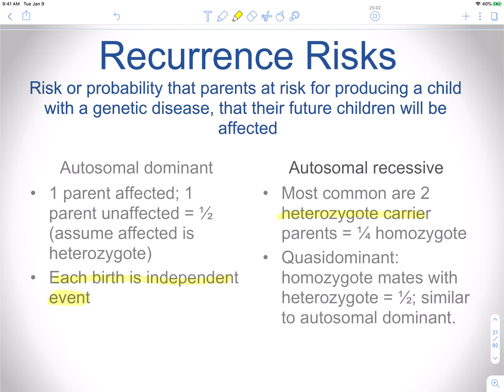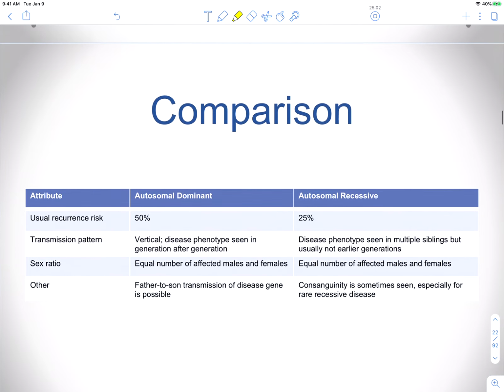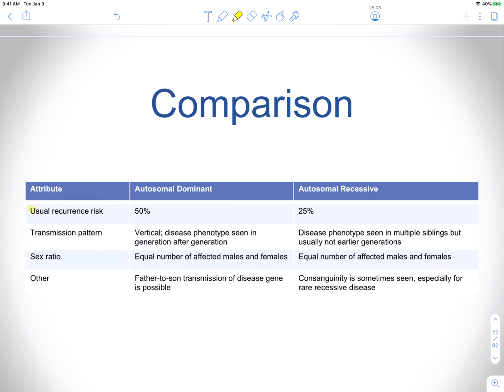So just as a comparison, the usual recurrence risk for autosomal dominant is typically 50%. Very rarely do you have two affected people who are going to have children. Autosomal recessive is typically going to be 25%. Again, it's usually because both parents are heterozygotes. Usually a parent who is presenting with the disease is not going to be, hopefully, married to another person presenting with the disease in autosomal recessive, for example.